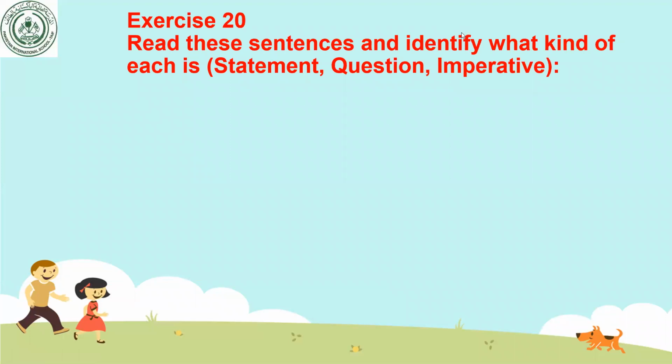Exercise number 20. Read these sentences and identify what kind of each is: statement, question, imperative. Again, I will say, dear students, read these sentences and identify what kind of each is. Here the sentences are given to you, and you have to point out which one is a statement, which one is a question, and which one is an imperative. Have a look. Number one, dear students.